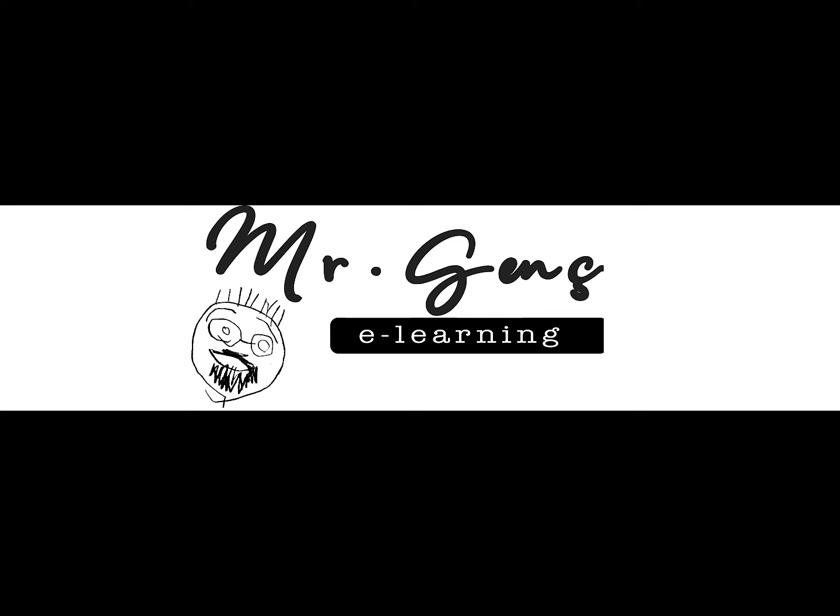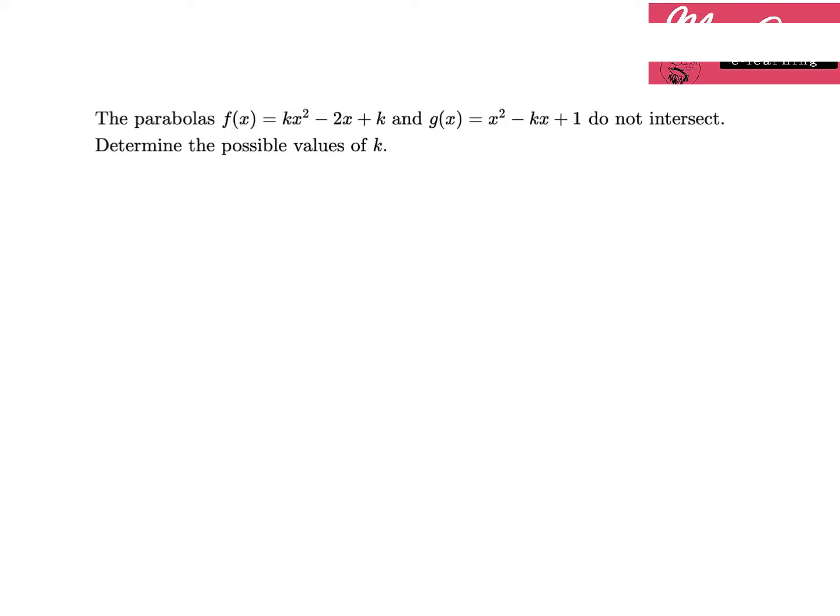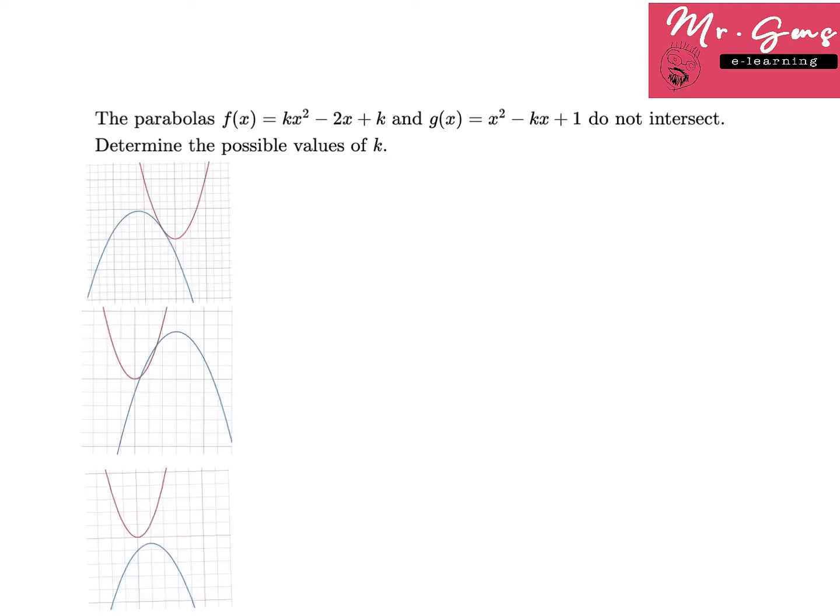Hello. In this video we will solve a relatively harder discriminant question. We are given two parabolas and we want to determine the possible k values that make them not intersect. So there can be three different forms.